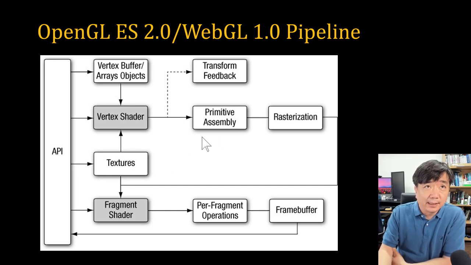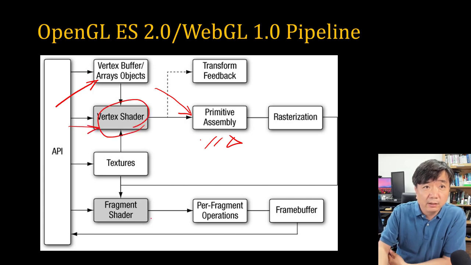In the last class, we learned how to send data from CPU to GPU with the vertex buffer object, and then we learned how the vertexes are assembled together to make primitives, for example, points, lines, and triangles. And then we need to know how to send the shader program into the vertex shader and fragment shader.